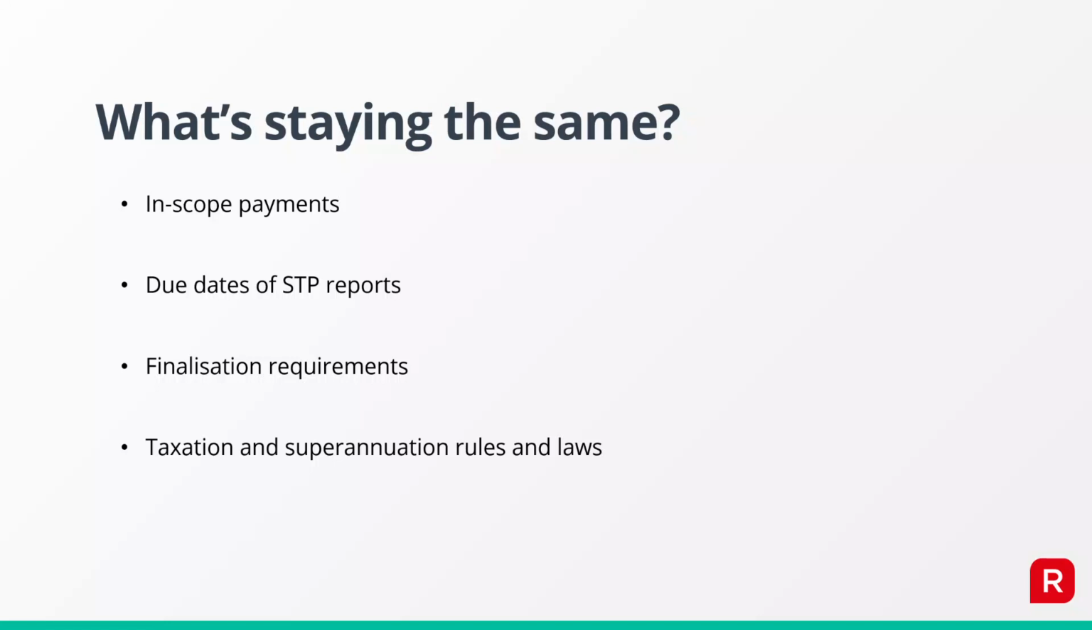Also, finalization. You're required to finalize at the end of the year, and that's usually by the mid to end of July. Another thing that hasn't changed is the rules around PAYG and Super, and how you apply that to the payments you make to your staff.